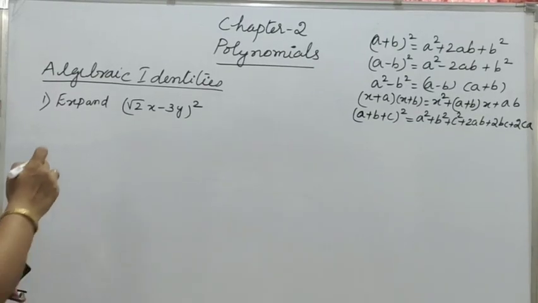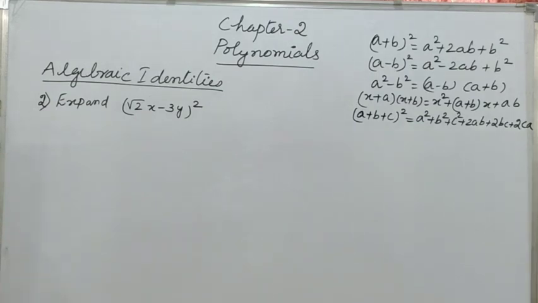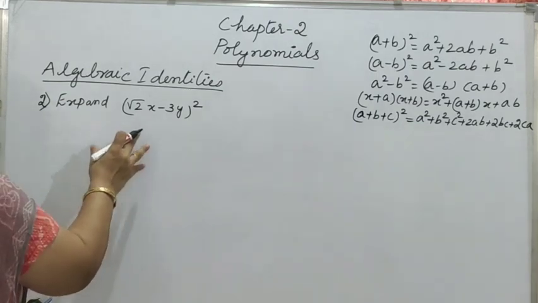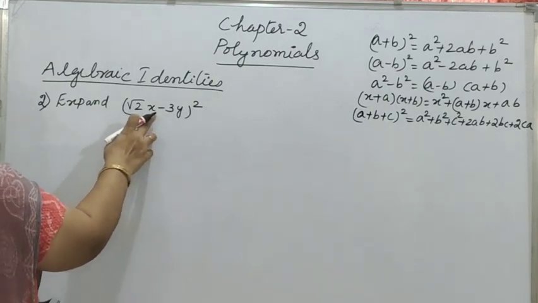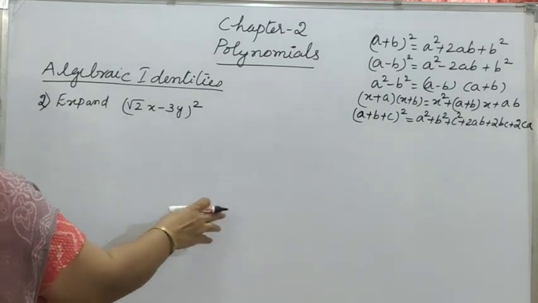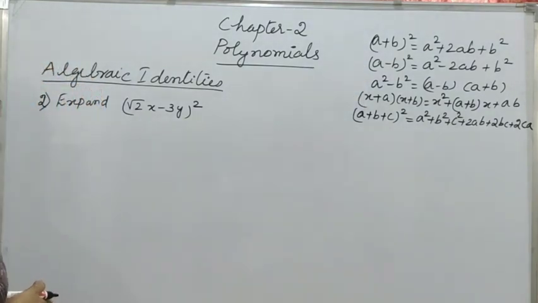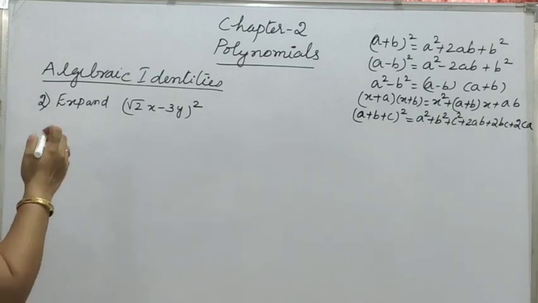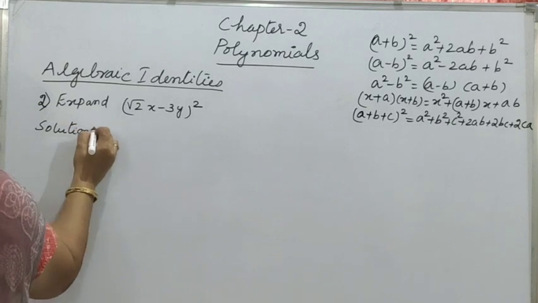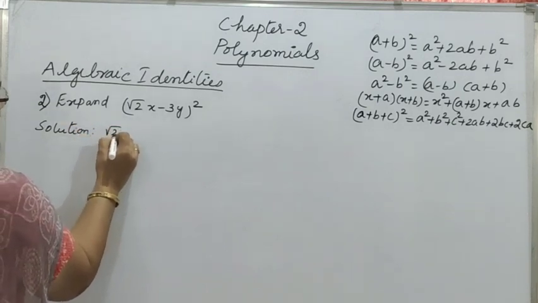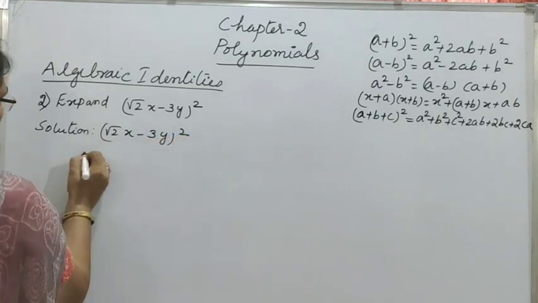Second question, expand (√2x − 3y)². So compare again, we should find out the suitable identity here. So (√2x − 3y)² means it is (a − b)² = a² − 2ab + b². So we are writing the solution now. First we will write the solution. Question: (√2x − 3y)².